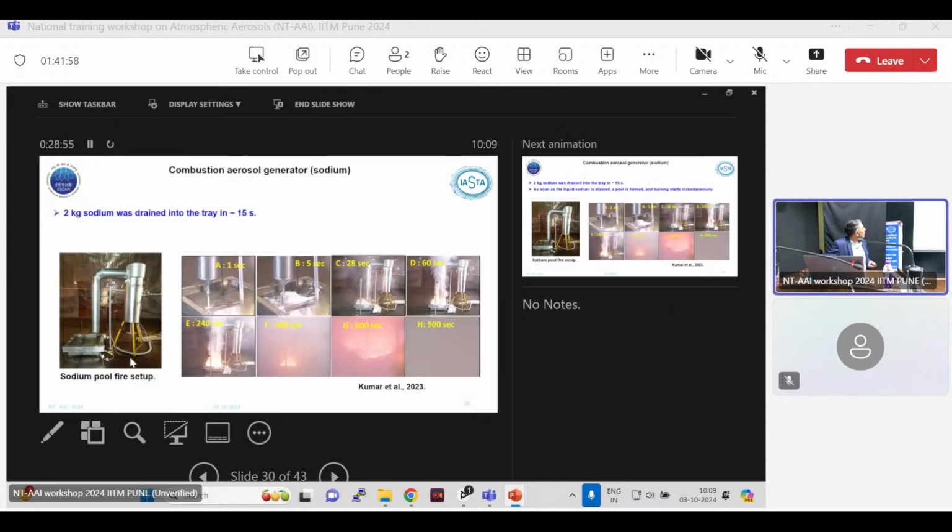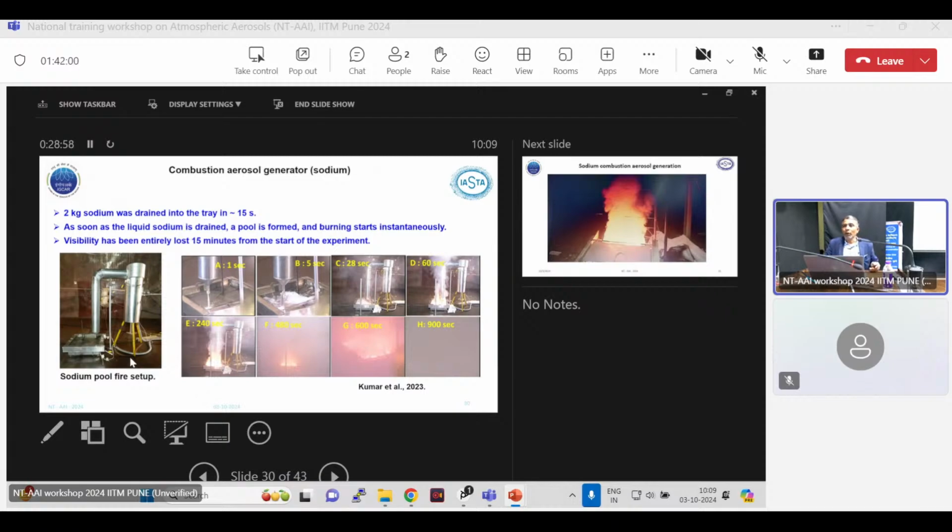Then also we have a bigger chamber where we create a bigger pool type of fire. There is a tray of 0.5 meter by 0.5 meter. Here we can heat liquid sodium and drain it. As soon as the liquid sodium drains here, it catches fire, because this chamber is in atmosphere. Then it generates aerosol. So the generation of aerosol is captured. In draining, we have completed it within 25 or 30 seconds. And as soon as the drain has completed, smoke is generated.